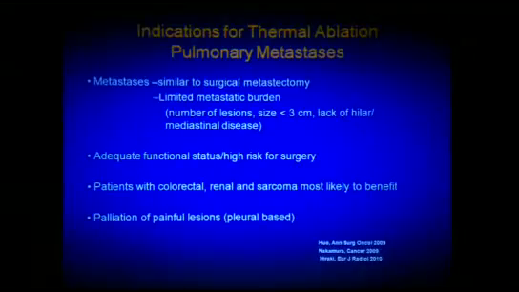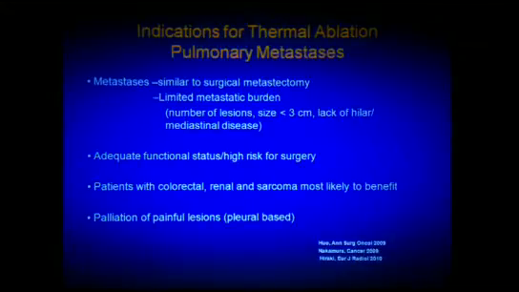What's the indication for thermal ablation? Usually those are the same indications for surgery or surgical resection. A limited oligometastatic burden, preferably a small number of lesions. The size of the lesion should be less than 3 centimeters or so with a lack of hilar or mediastinal involvement. They should have good functional status. They may be at a high risk for surgery, hence they would be referred to us or for stereotactic radiation.